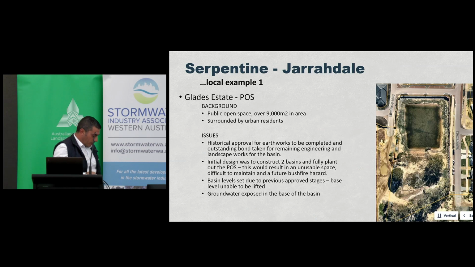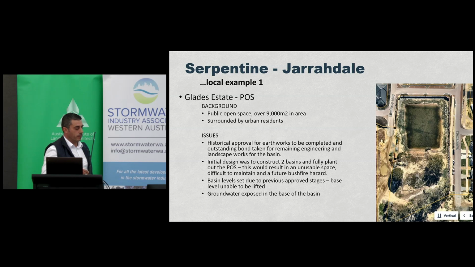Some examples of systems that haven't worked, and this is one that we've been able to address. So the background to this was it's a public open space that's over 9,000 square metres in area, surrounded by urban residents. Historically, approval was given for the earthworks to be completed. This was the final location for the stormwater treatment area, and construction of the development happened upstream, and this area was left towards the end to finish.